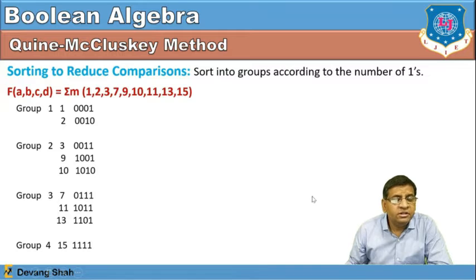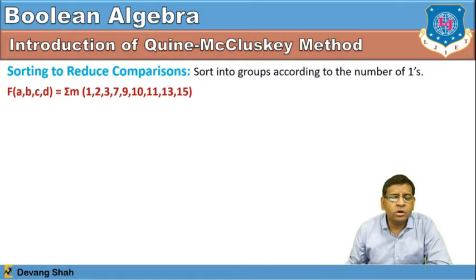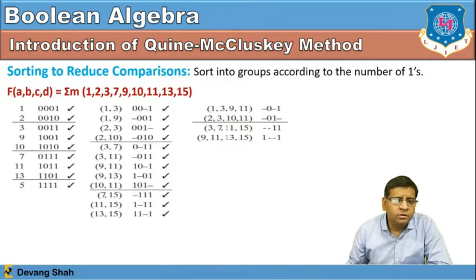But not 1 with 10, because the difference is 9, and our difference is always 1, 2, 4, 8, in that way. So once you sort it out, you can follow it this way. Now this is one more example of how you can do it.